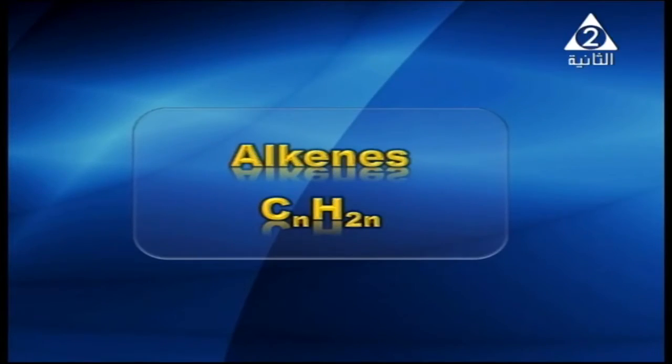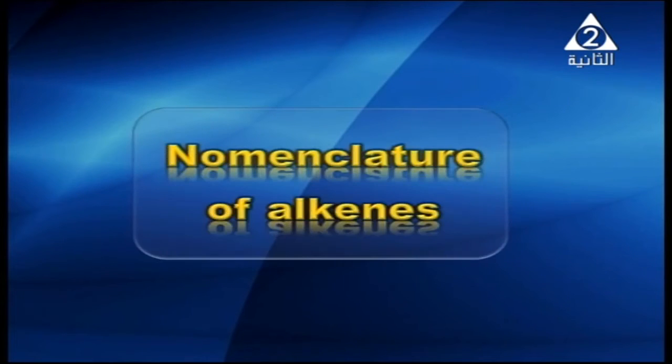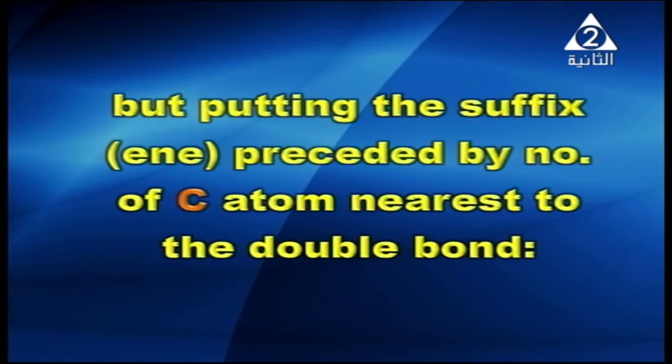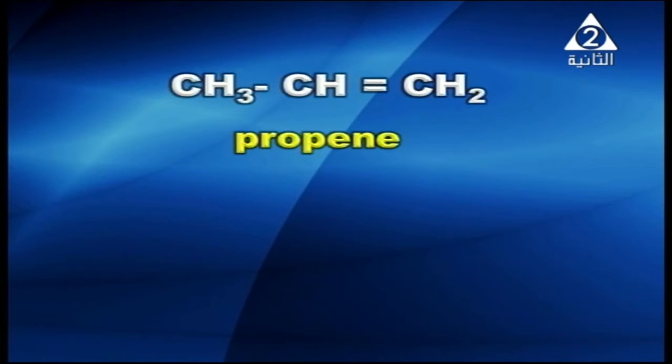Alkenes have the general molecular formula CnH2n. The nomenclature of alkenes: the name is according to the longest continuous chain as the alkane, but putting the suffix -ene preceded by the number of the carbon atom nearest to the double bond. As shown on the screen, this molecule contains 3 carbon atoms. So here numbering of carbon atoms is not needed, so we call it propene.